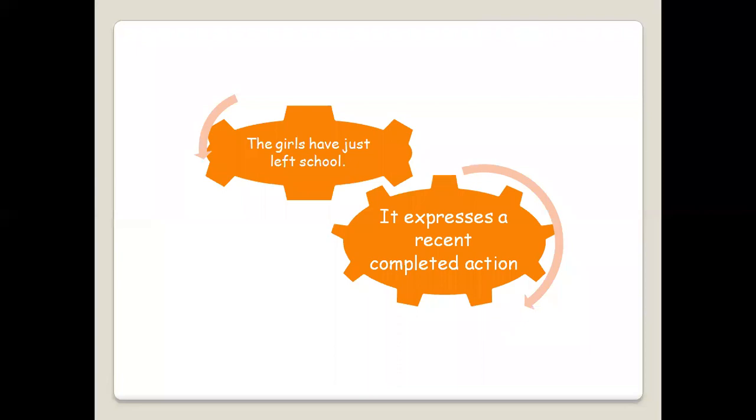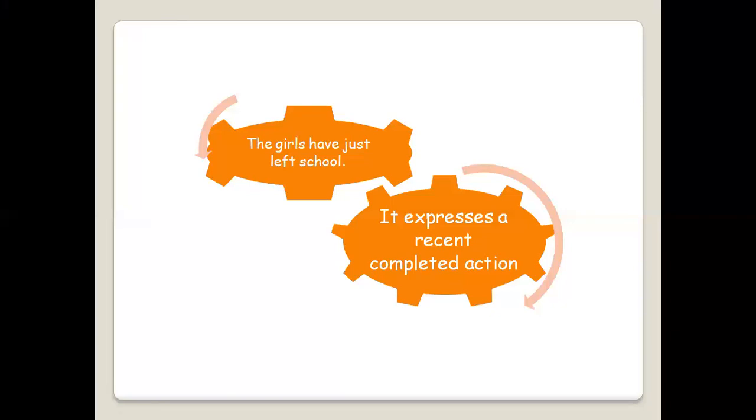Now let's move to the next use. For example, the girls have just left school. I want you to look at the word just here. When I use just, I'm talking about a recent finished or completed action. Just a few minutes before, I finished this. So this is the second usage of present perfect.